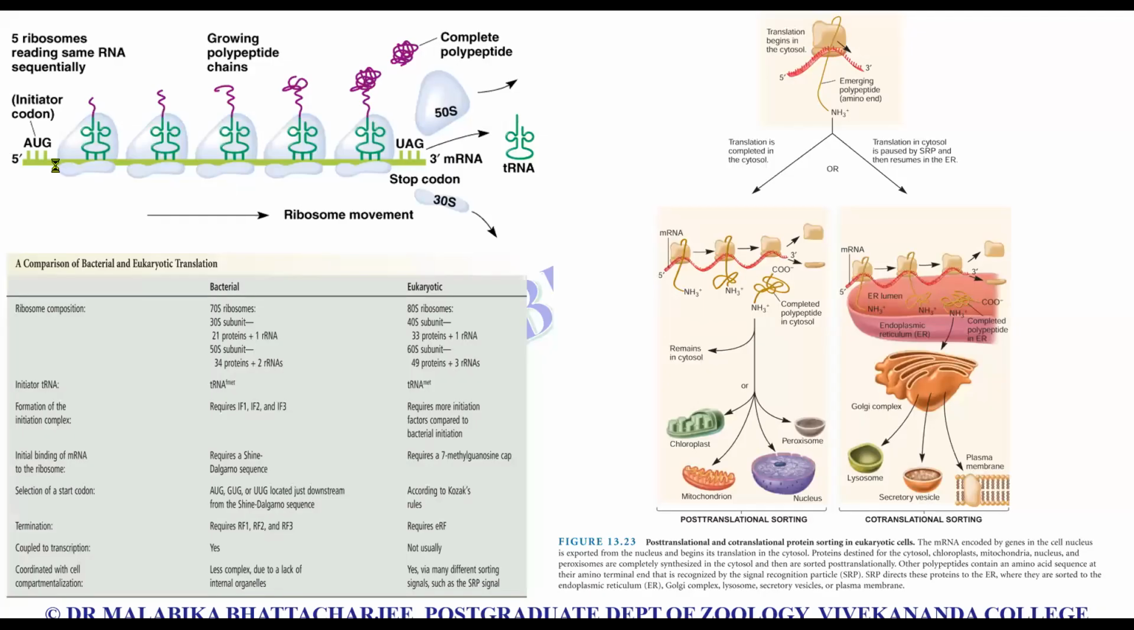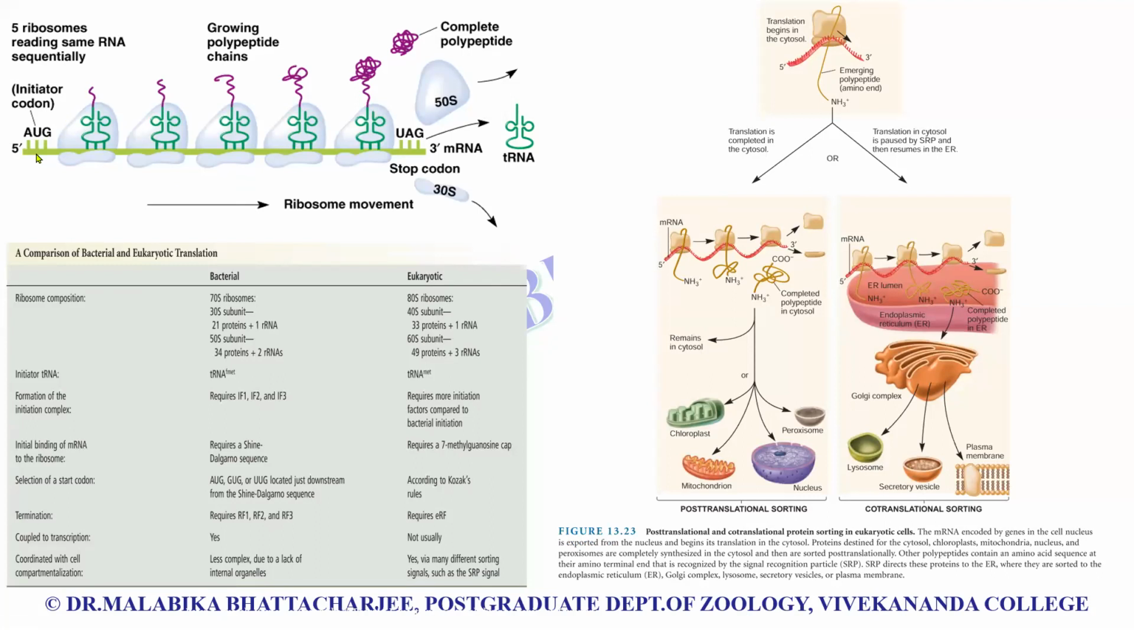So as you can see, the ribosome binds at the ribosome binding site, then recognizes the AUG, initiation starts, and elongation continues. And on reaching the stop codon, the ribosome opens up. So as you can see, this is the movement of the ribosome. The ribosome is moving from the 5' to the 3' direction, and the polypeptide is being synthesized from the N-terminal end to the C-terminal end.